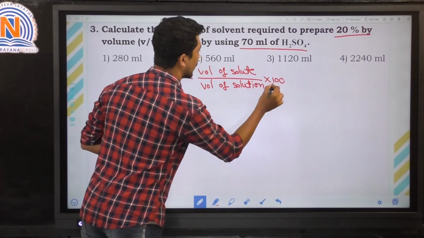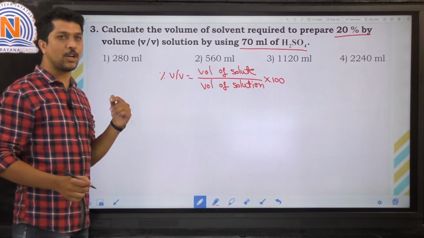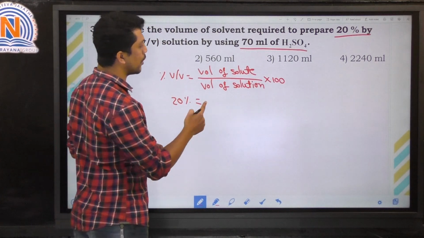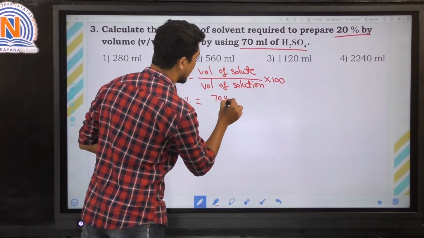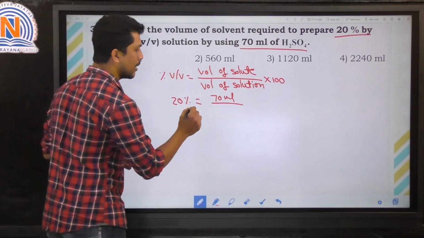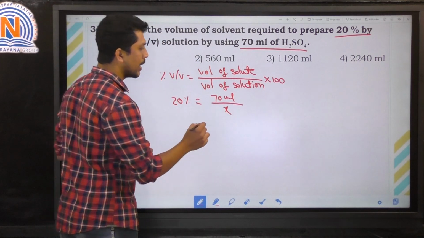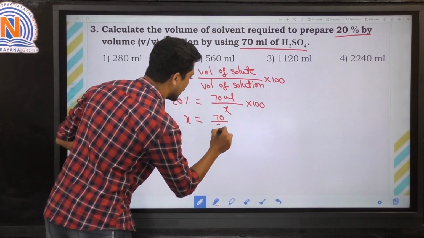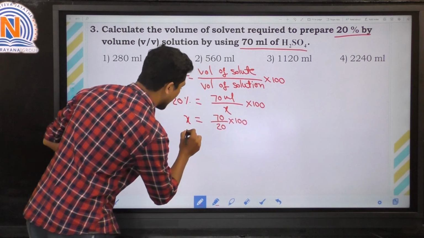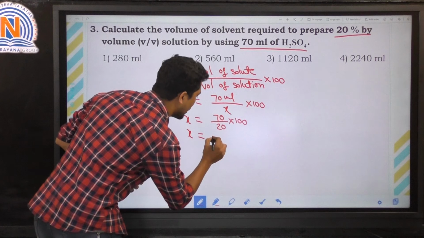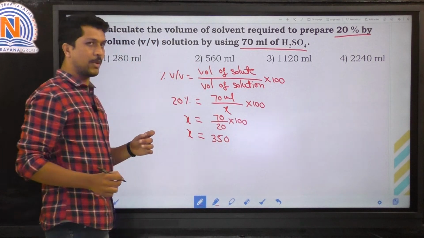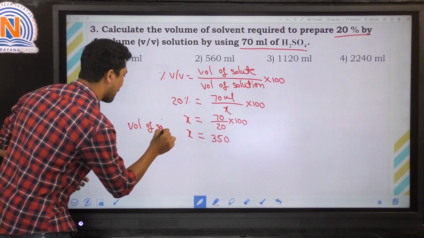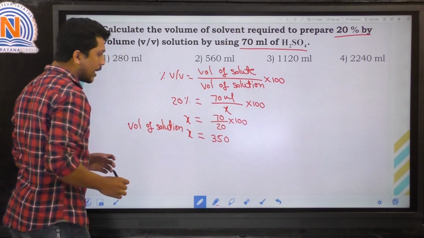into 100. They have given the percentage of volume by volume, that is 20%. So 20% equals what? How much volume of solute? 70 ml. And we don't know the volume of solution, which I have written as x, into 100. So x equals 70 by 20 into 100. So the volume of solution is 350. Volume of solution x equals 350. So here we got the volume of solution.